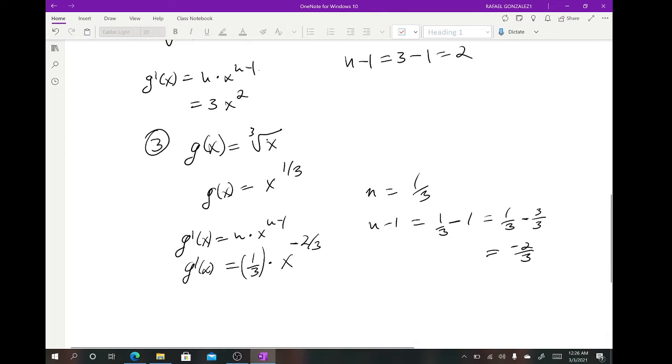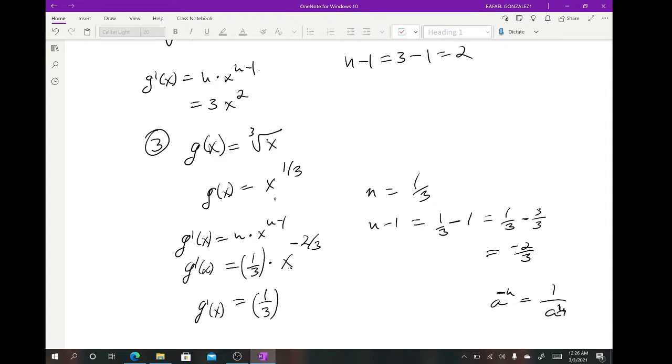-2/3. Now, we never want to leave the function in non-simplified terms, so I'm going to simplify it by simply bringing the x into the denominator. Remember that when you have a to the negative n, that's the same thing as 1 over a to the n.